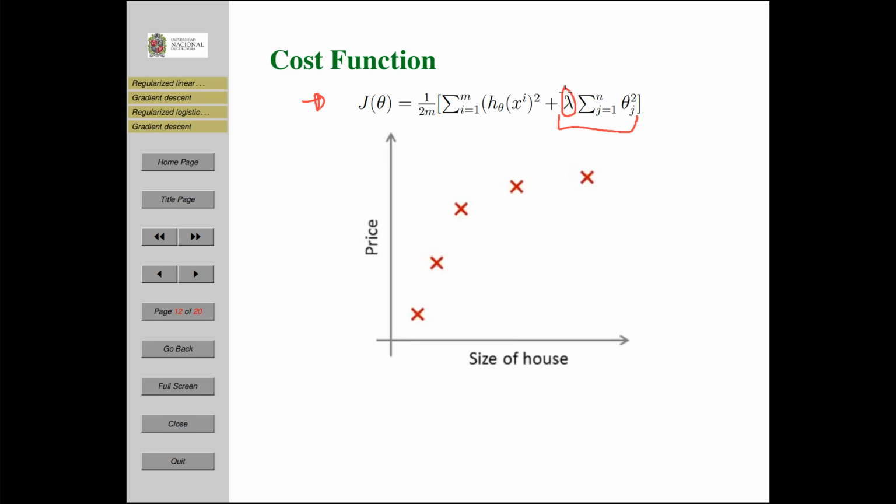By doing this, we pass from a curve like this to something like this, which isn't quite a quadratic function, but it's much smoother and much simpler. That gives us a much better hypothesis.